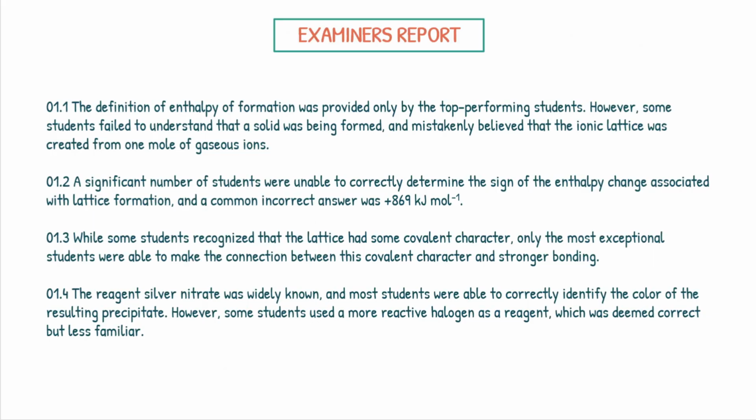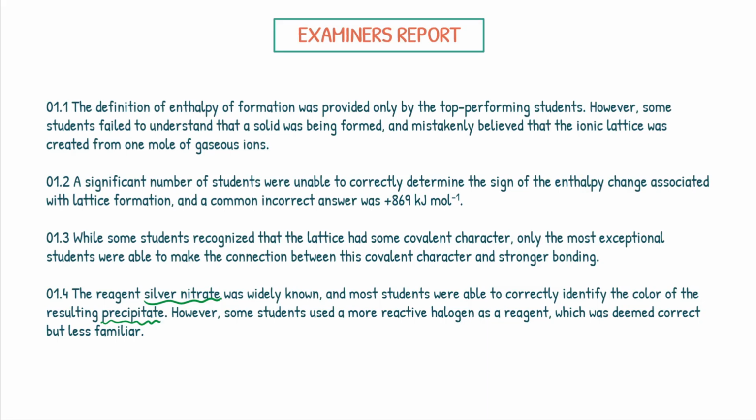The reagent silver nitrate was widely known. Okay, that's awesome. AS content right here for halides. And most students were able to correctly identify the color of the resulting precipitate. Ooh, precipitate. Remember, it's a precipitate. Silver nitrate. However, some students used a more reactive halogen as a reagent, which was deemed correct but less familiar.